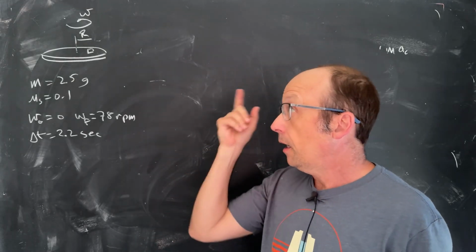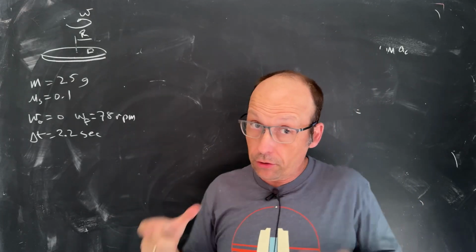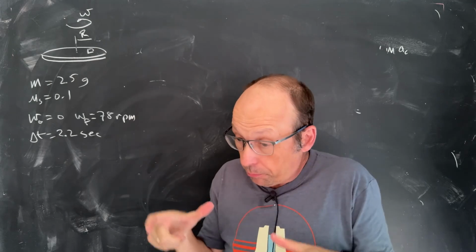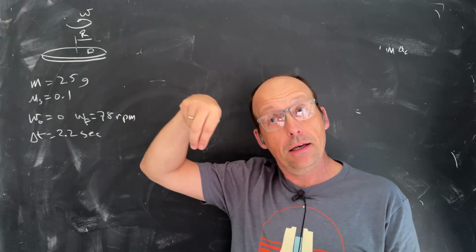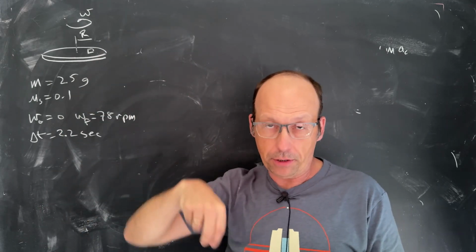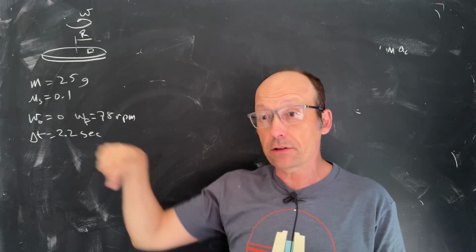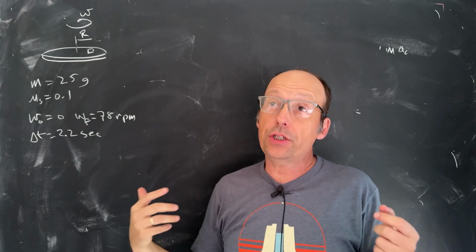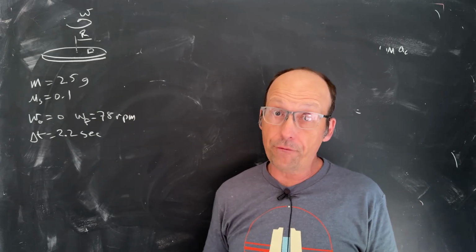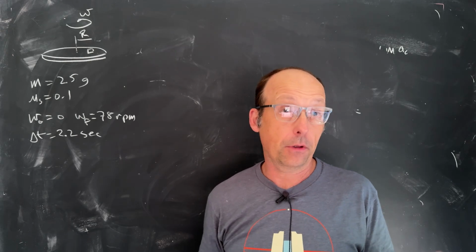Physics problem. There is a record, the vinyl kind, on a record player, and there's a penny, a coin, sitting on the record player. Turn on the record player, it starts to spin, it speeds up. And the question is, will the coin fall off, slip off the track, off the record?